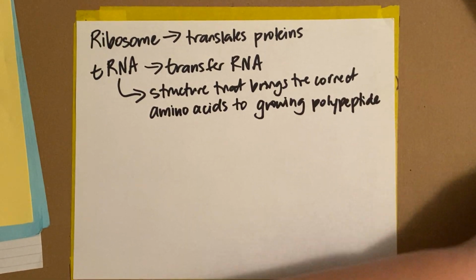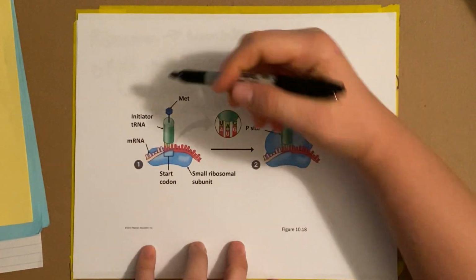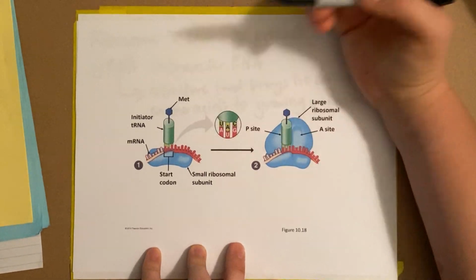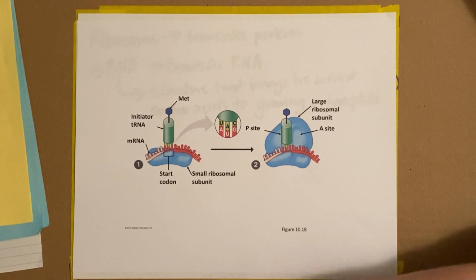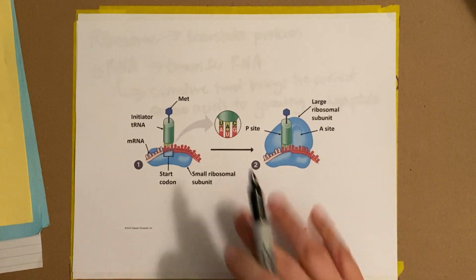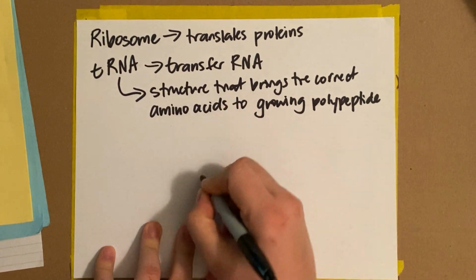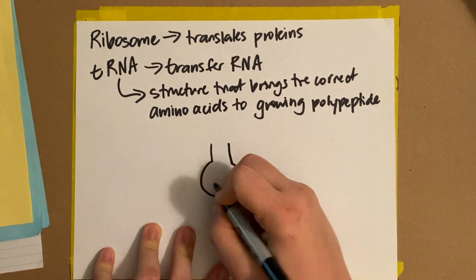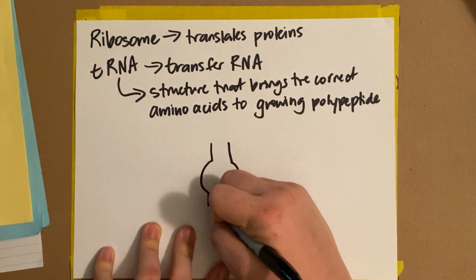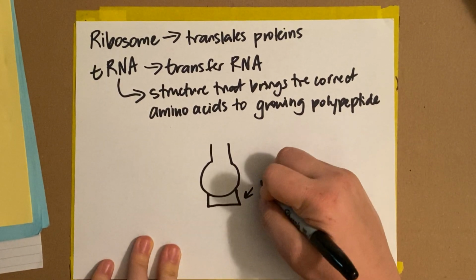So this is a tRNA right here. It's a very simplified structure. This is not exactly what it looks like. I don't think I have the actual very complicated version of what it looks like. But basically, tRNA is going to have this portion on its structure that is going to have what we call an anticodon.